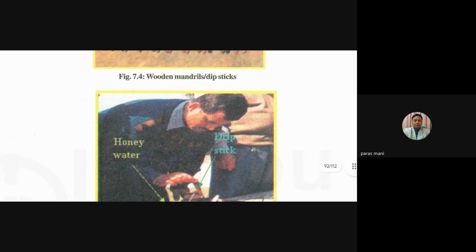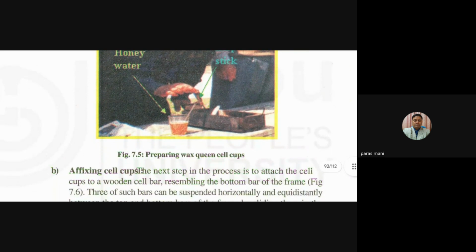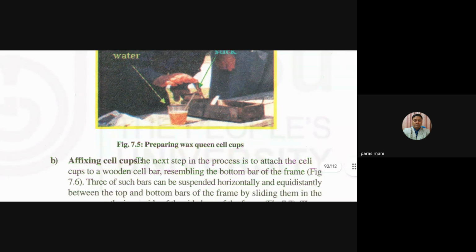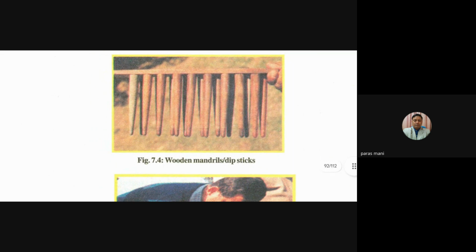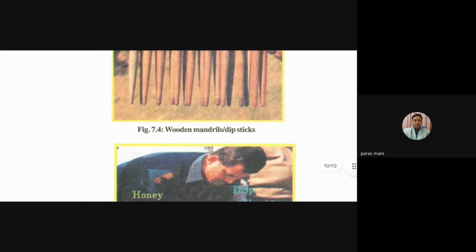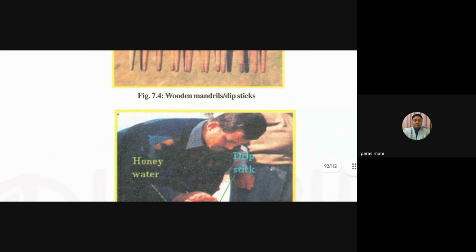They are using honey water for attracting the worker bees. So, as I told you, from this wooden structure we will get the wax queen cell cups.